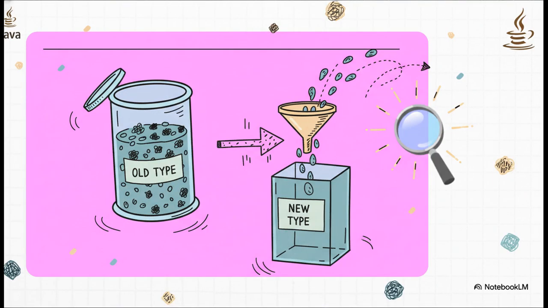So what happens when you actually need to move data between these different containers? Well, that's exactly what typecasting is for. It's the official process of, you guessed it, pouring the contents from one container into another. It's how we work with Java's rules to get things done safely and effectively.